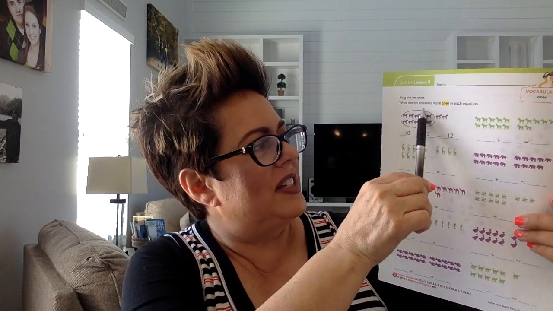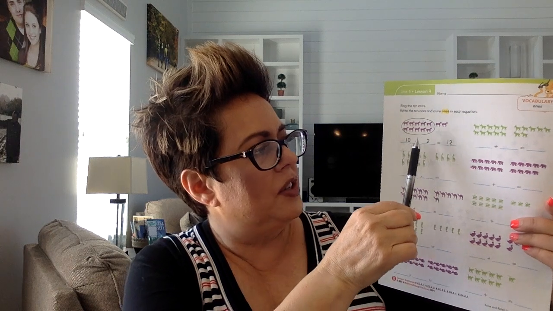So we see a picture here. There are some horses. We know there's 10 because it's in a 10 frame. So we're going to write the number 10 right there. Then we're going to put a plus sign because we have 10 plus how many more? 2 more. So we know that 10 plus 2 equals 12. That's a number that comes after 10.